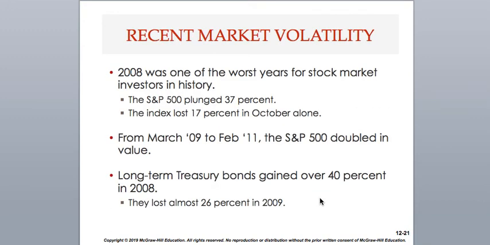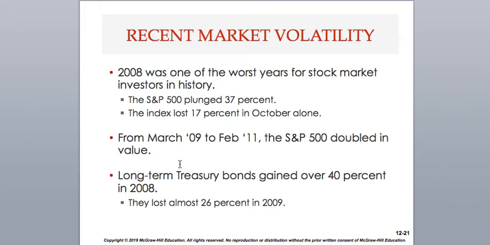So just some information for you here about recent market volatility, right? Some of you may know that 2008 was one of the worst years for the stock market. The S&P 500 actually went down 37%, and the index lost 17% in October alone. And as you may know, many of your parents, many of us lost quite a bit of money at that time. But if you left it in there, the stock market rebounded.